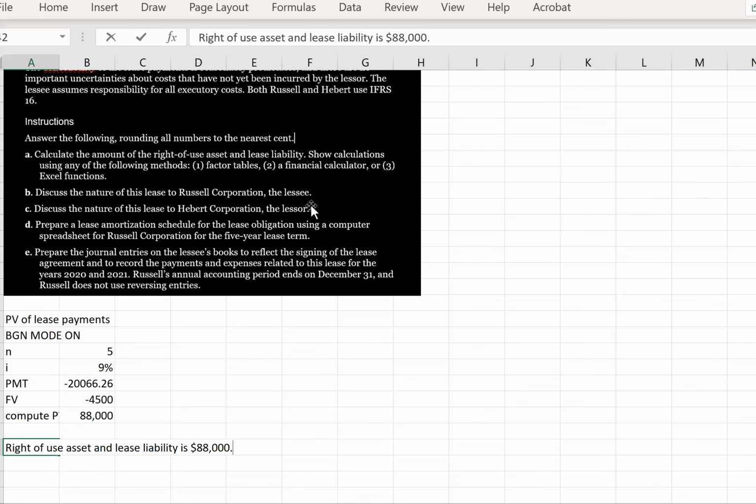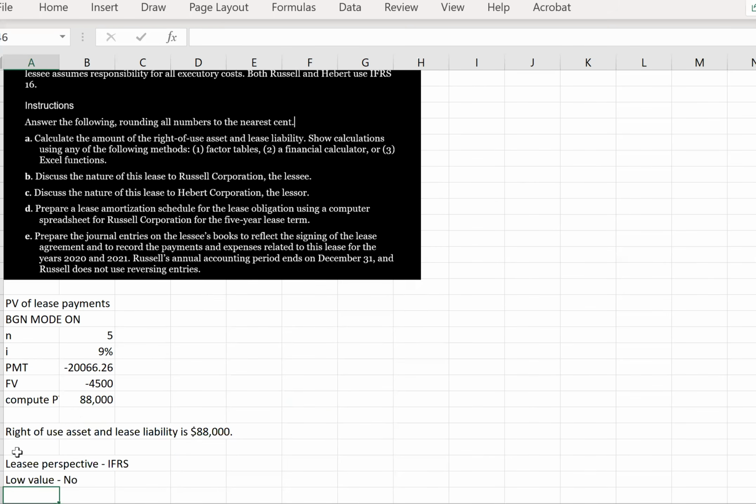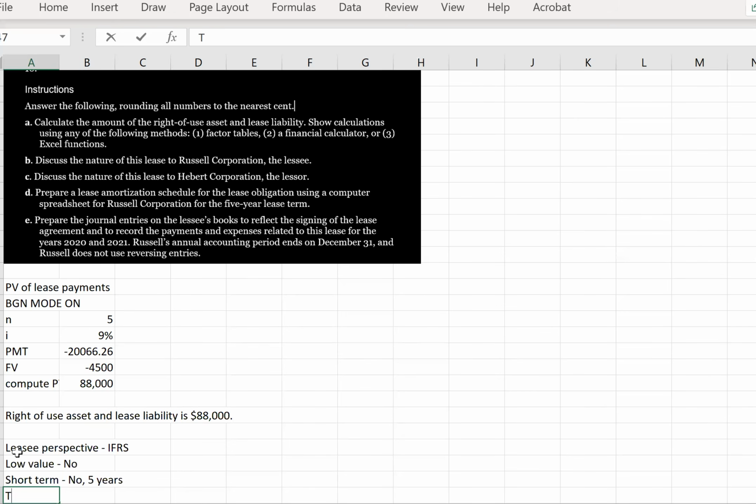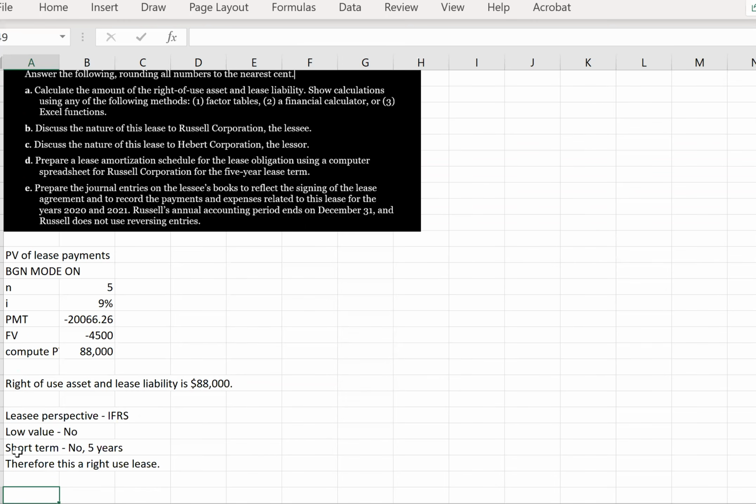Discuss the nature of this lease to Russell Corporation, the lessee. So from a lessee perspective, under IFRS, is it low value? No. The lease payments are $20,000. And is it short term? No, it's 5 years. So therefore, it is a right of use lease. That's as simple as it gets from the lessee's perspective for IFRS.